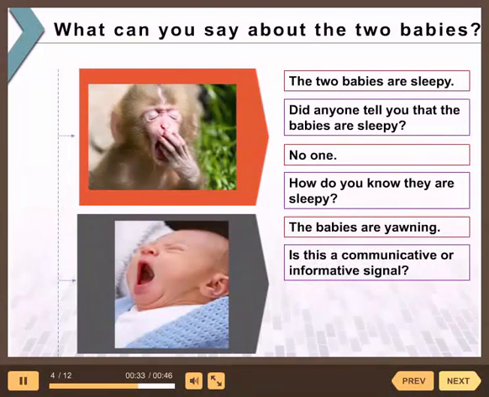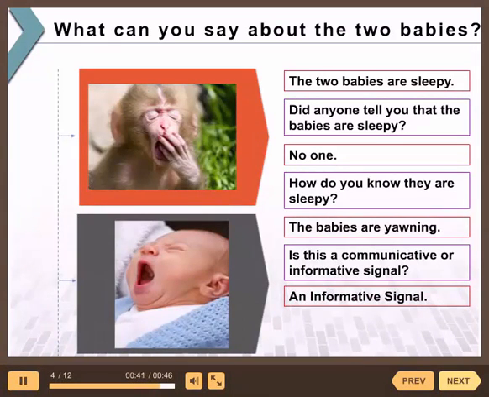Now, decide whether this is a communicative or informative signal. It is an informative signal because the babies do not inform others directly that they are sleepy.